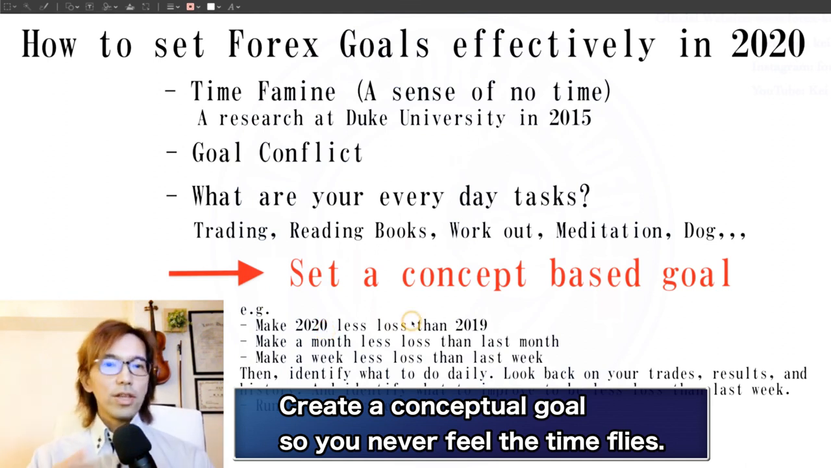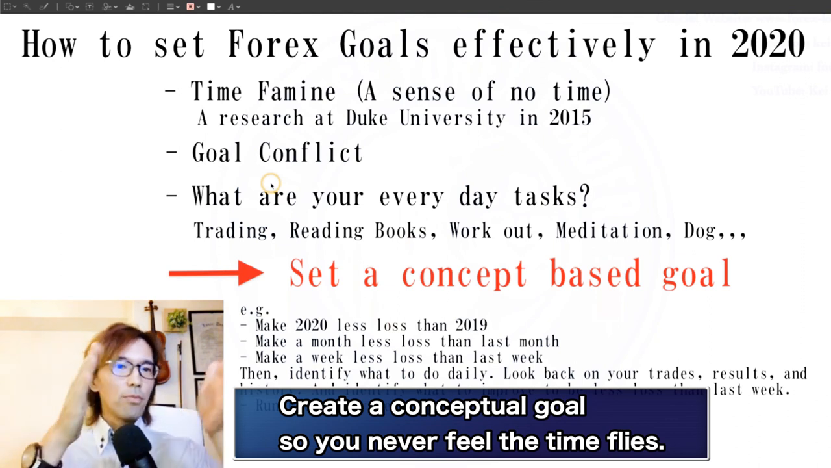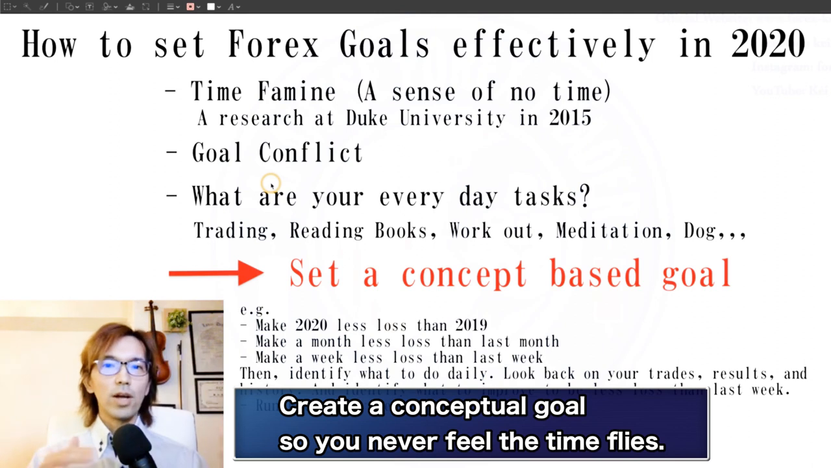The point is, when you are trying to set goals, they shouldn't conflict with each other. They should all go along the same way, towards the same direction of your own goal of this year. It shouldn't be that one goal goes this way and another goal goes that way, right? You cannot do that. Everything you do, every task you do, should be towards the goal of 2020. And that's why the big goal should be conceptual.